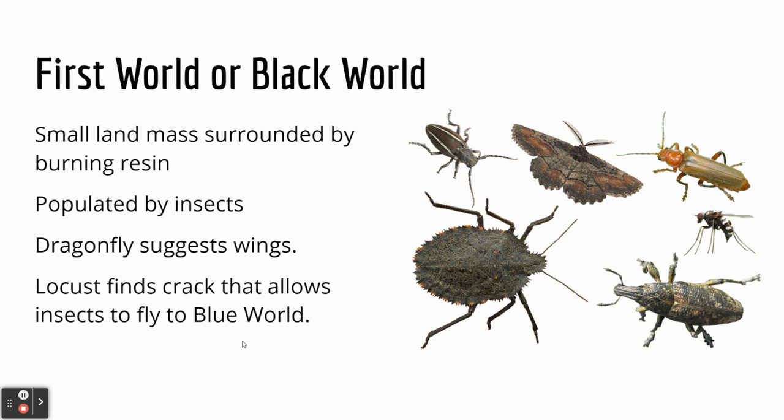In Navajo tradition, the first world was the Black World. The Black World was a small landmass surrounded by burning resin. It was populated by insects. At the very beginning, perhaps the insects couldn't fly, because Dragonfly is the one who suggests they have wings. And Locust finds a crack that allows insects to fly to Blue World. So we start with Black World, we're flying to Blue World, we're into the second world.